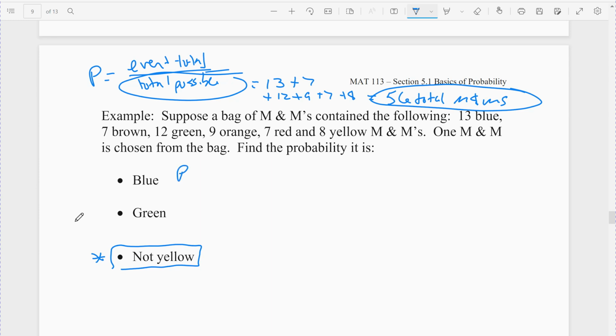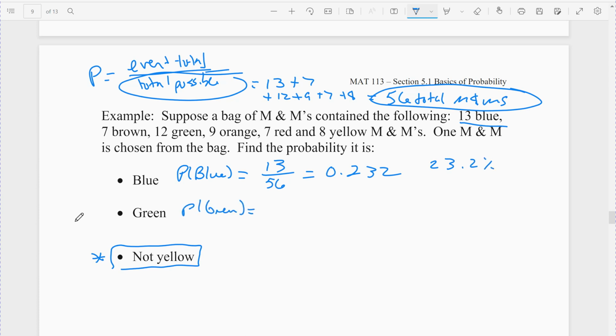So probability it's blue. Well, how many chances out of 56? Well, there are 13 chances out of 56 that you get a blue one. So again, you write that as the 0.232 or 23.2% chance.